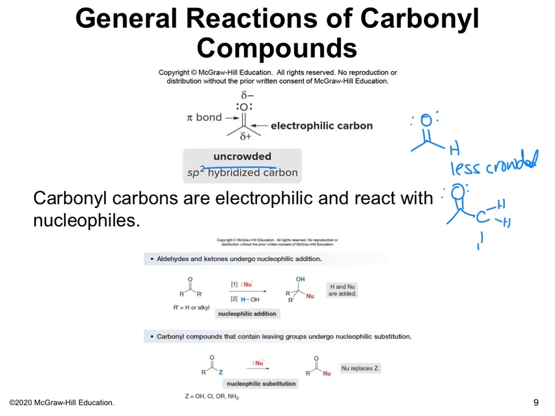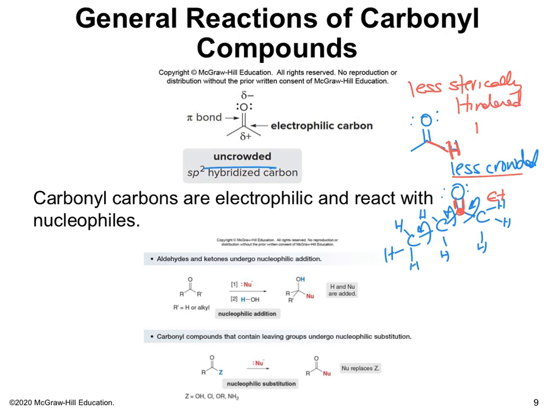Keep in mind this is rotating around a single bond. If you get more carbon here, and you get this chain and every one of these are rotating, you can get very crowded, sterically hindered conditions around this electrophilic carbon. But aldehydes always have a hydrogen there on one side, so aldehydes will be less sterically hindered than ketones.